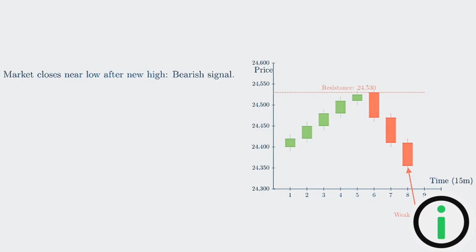For the July 8th session, this 24,396 to 24,440 area is our critical pivot zone. Staying below this suggests the bears have taken the steering wheel for the short term.